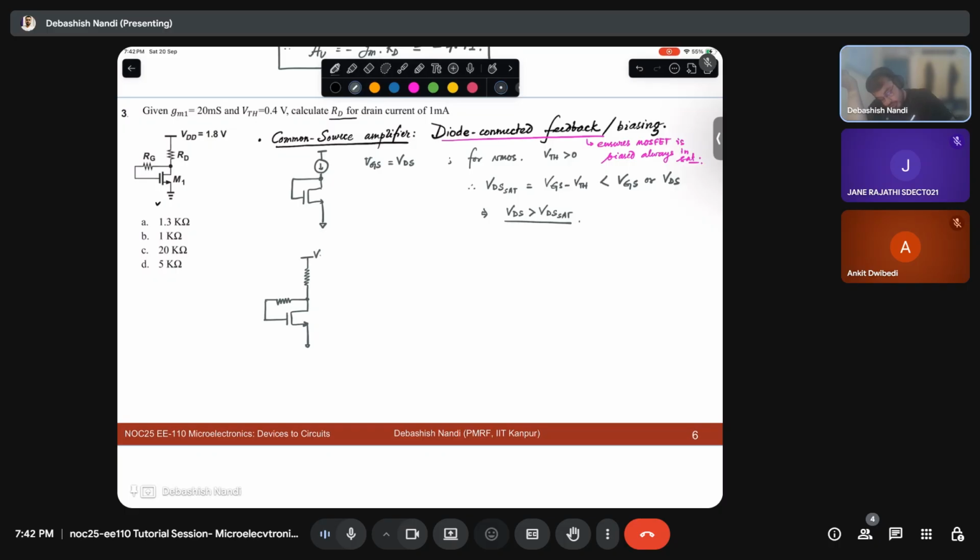This is VDD equal to 1.8 volt, RD, this is RG, this is M1. So first thing is that if I want to know RD, ID is also given. So let me highlight, ID is also given as 1 milliampere. So I know my ID. So what do we need to find out to get my RD? I need to find out the node potential at this point, or my VD.